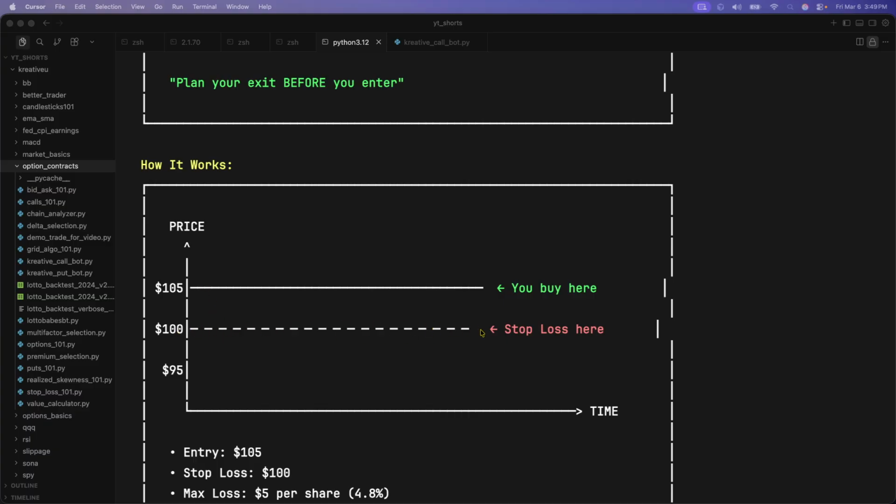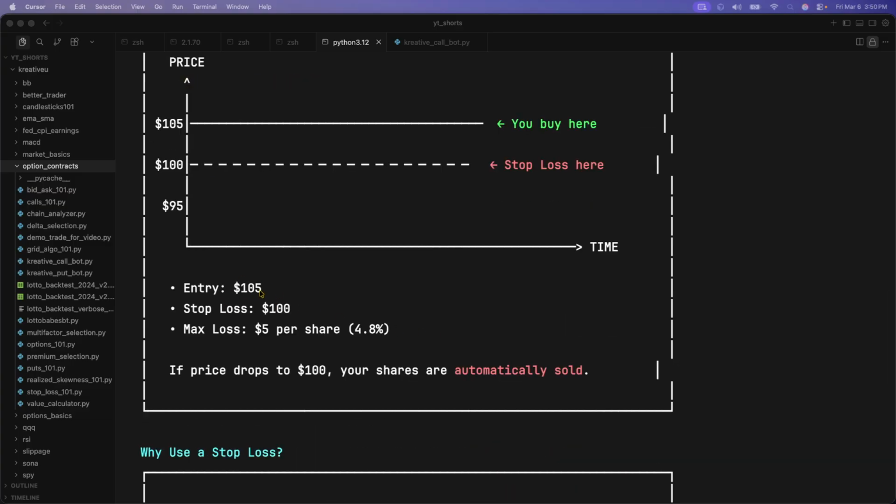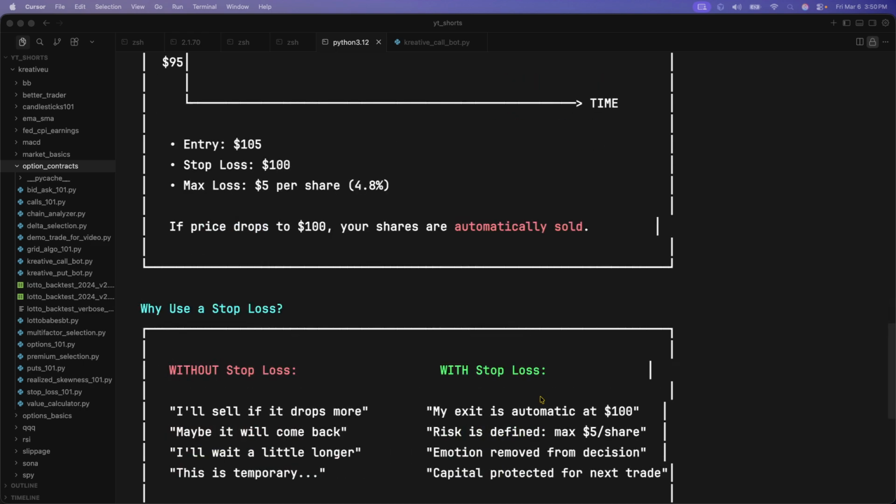If it crashes through the support level, then we'd rather just protect our capital and then go on to the next trade. So we're going to enter at 105. Excuse me, enter at 105. Stop loss is going to be 100. So $5 per share or 4.8%. If the price drops to 100, your shares are automatically sold.